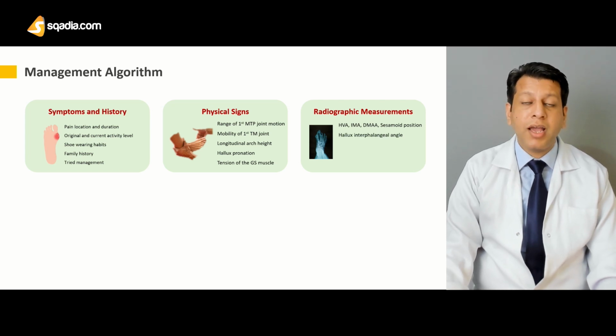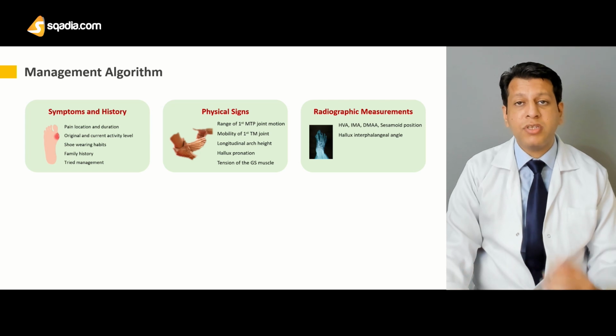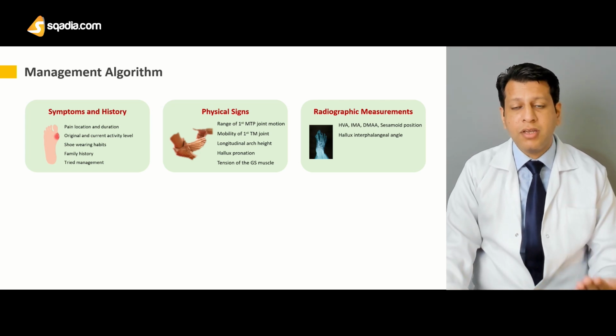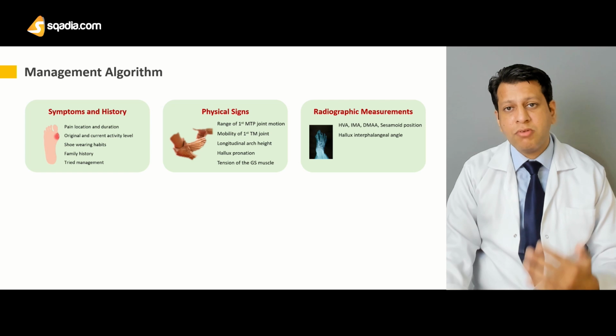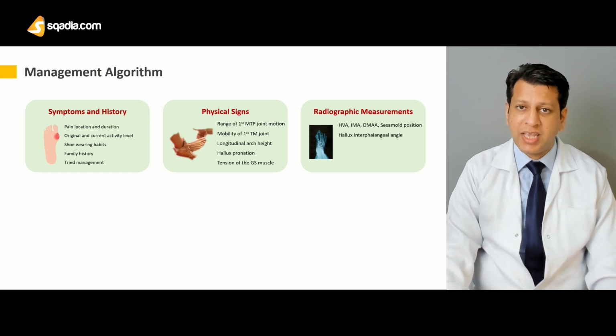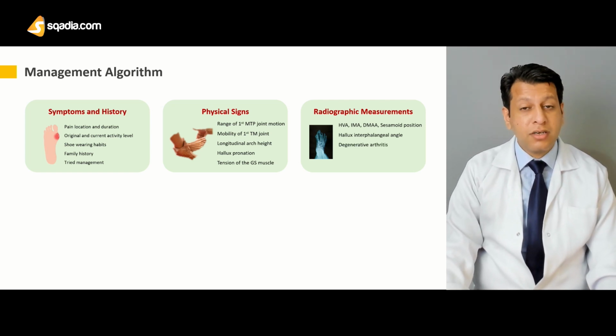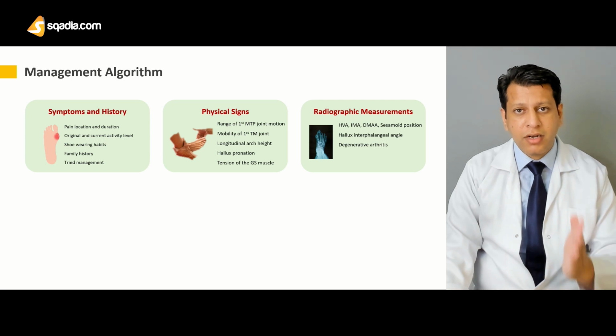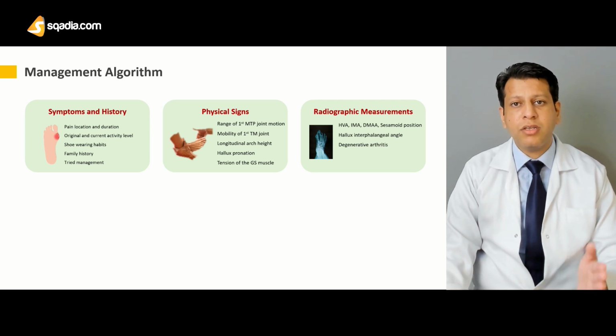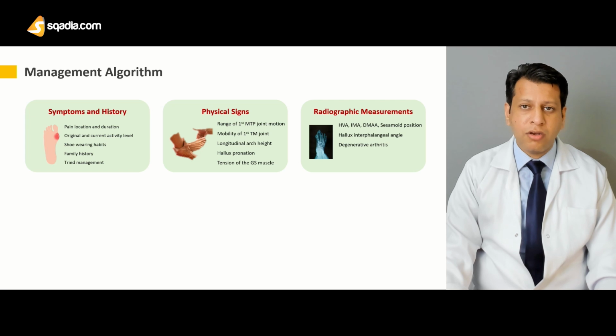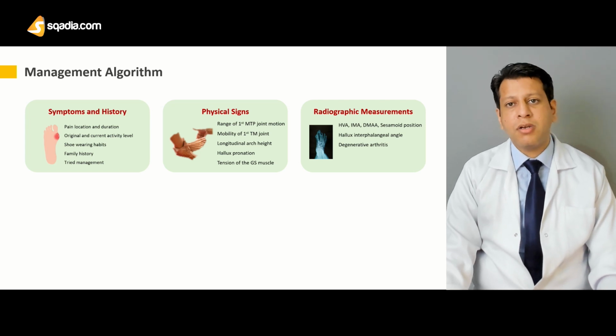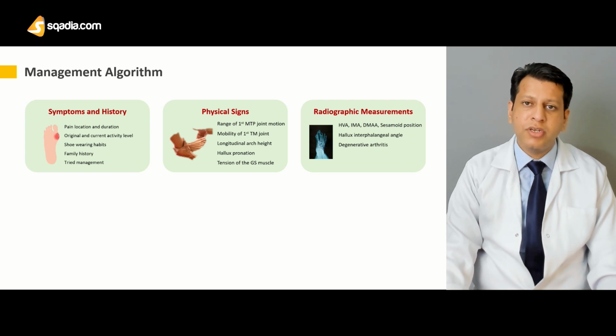Then we have to calculate the Hallux interphalangeal angle, which is important. If there is too much deviation, we may have to go for a certain osteotomy called the Akin osteotomy. Degenerative arthritis: if it's arthritis, the only option probably is to either go for arthrodesis or go for replacement surgery, but usually the replacement surgery is not being much successful. Therefore arthrodesis is the go-to option in the case of degenerative arthritis.